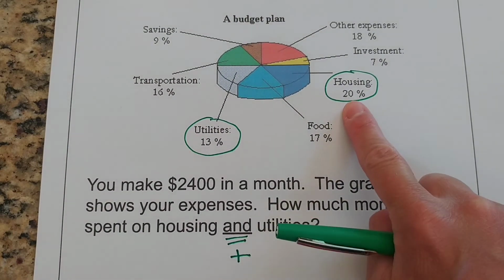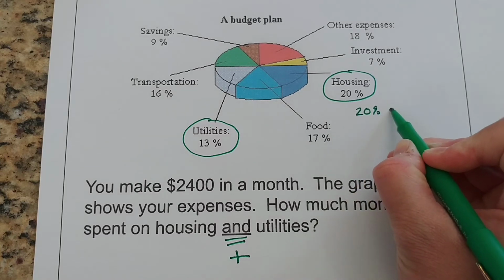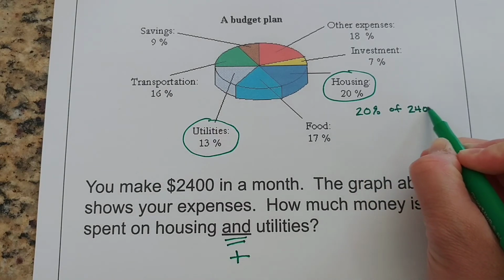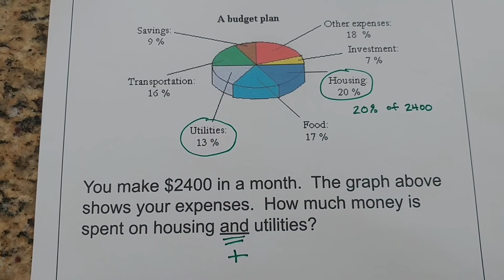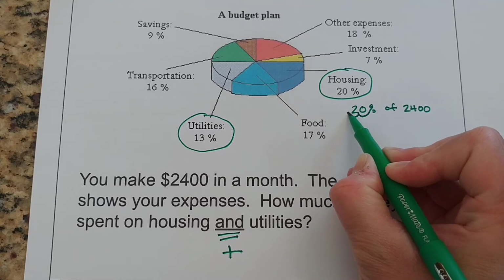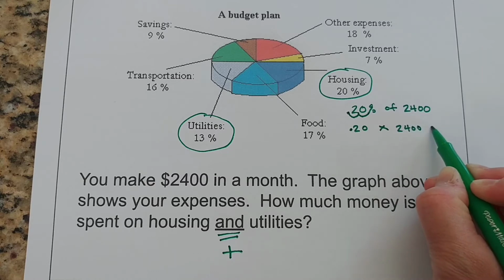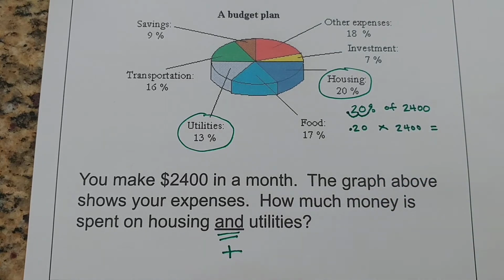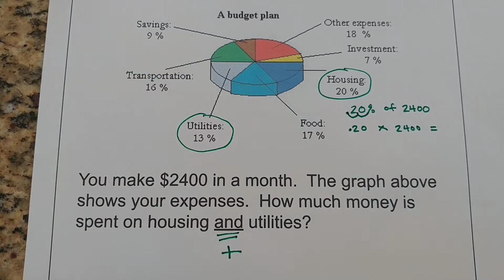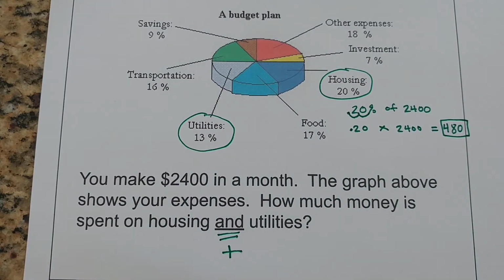So if 20% of all of my money is spent on housing, I need to figure out what is 20% of all of the $2,400. What is 20% of that? Well, we can change the percent to a decimal. We're just going to back it up here. Of means multiply. So we can figure out what 20% of $2,400 is just by multiplying. The calculator tells me $480 is spent on housing.